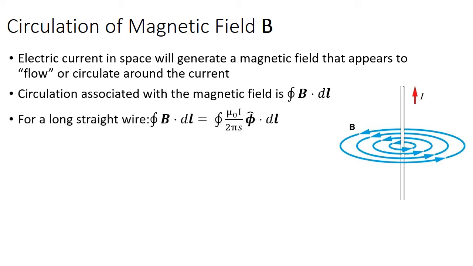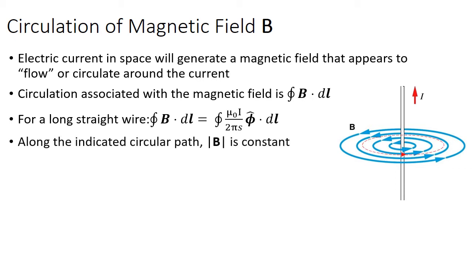To find the circulation of the magnetic field for a long straight wire, we substitute the previously obtained definition of B for the long straight wire into the expression shown here. Now we have to choose a closed path over which to integrate. Although this is a formidable looking integral, we can use the fact that the magnitude of B is constant at a fixed distance away from the wire to help us.